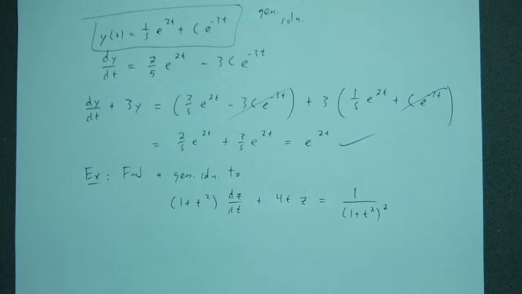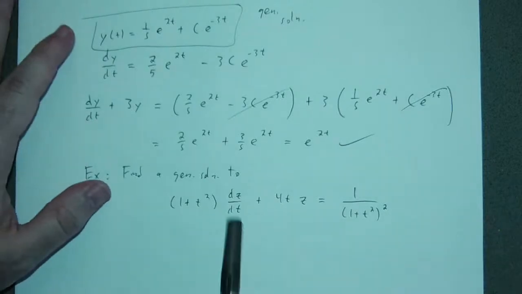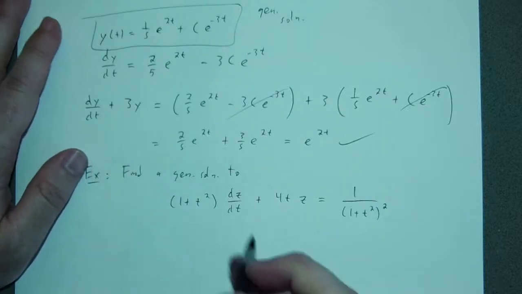So here the unknown function is labeled as z instead of y. That's not an issue. A lot of times it'll be x, a lot of times it'll be z or some other thing. Okay, so here it is. What do I do? Well, the idea here is the same as before. The first step is to put this thing into linear normal form.